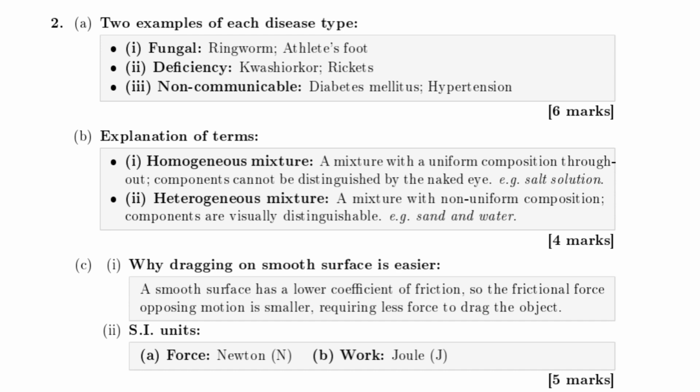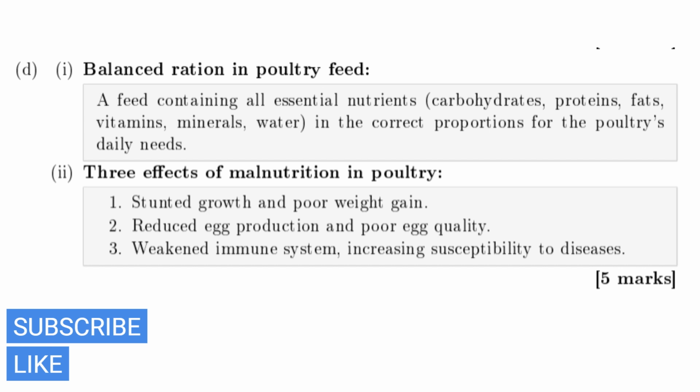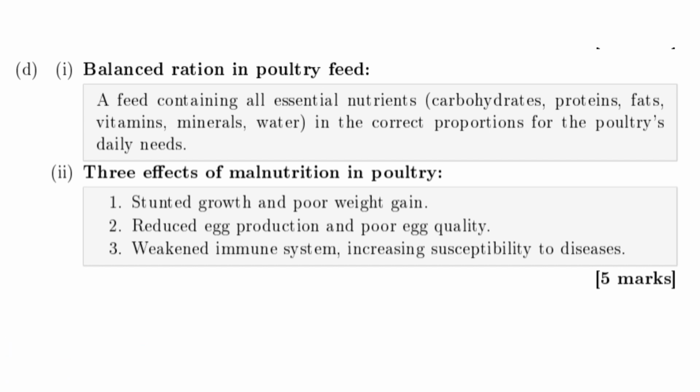Why is dragging on a smooth surface easier? The smooth surface has a low coefficient of friction, so the frictional force opposing the motion is smaller, requiring less force to drag the object. The SI unit of force is the newton, and the SI unit of work is the joule. Define the balanced ration in poultry: feed containing all the necessary nutrients, that's carbohydrates, proteins, fats, vitamins, minerals, and water, in the correct proportion for the poultry's daily needs.